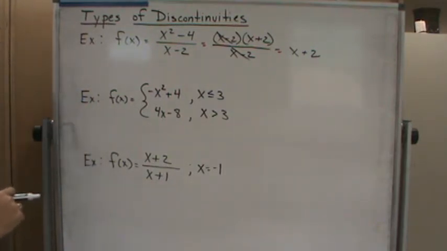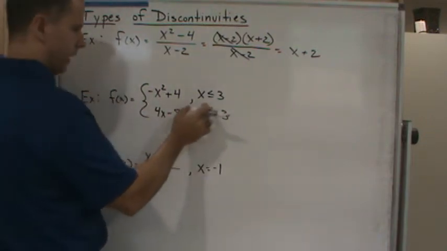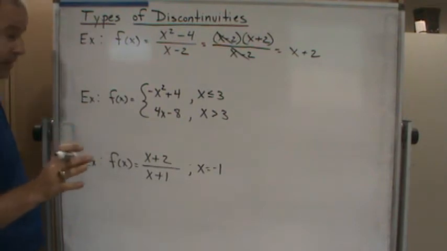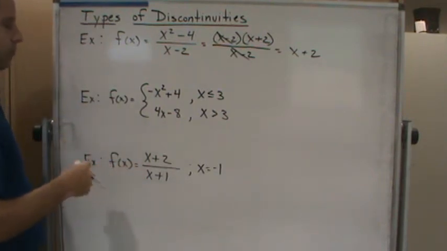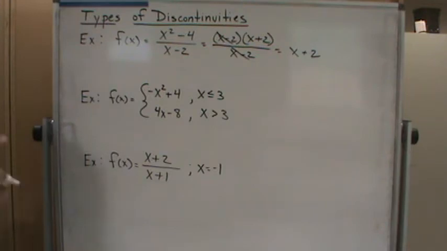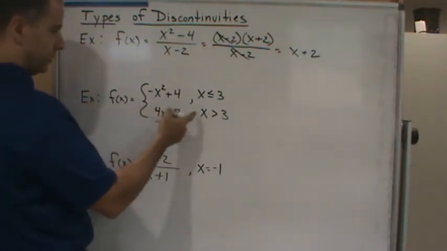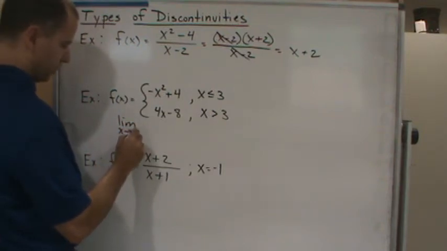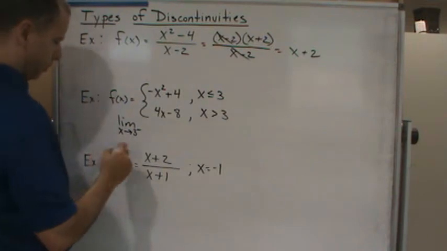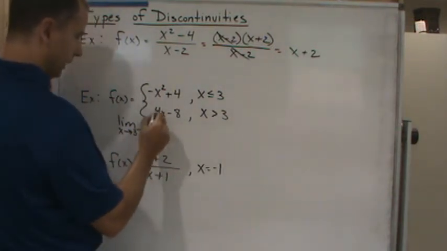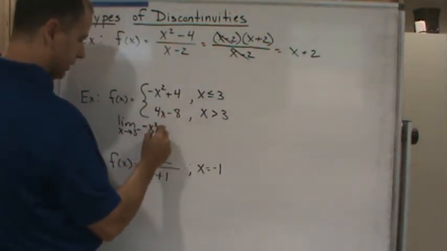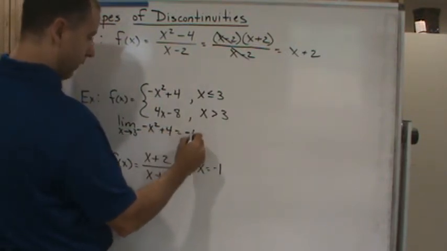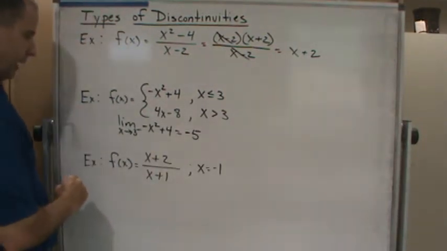Okay, so this type of example, again, we've seen this before. At x equals 3, there is a discontinuity. There's a jump discontinuity. How do we know this? Because both limits from the left and the right exist, right? So at 3, we know the limit as x approaches 3 from the left, or the negative side, is going to be what? It's going to be negative x squared plus 4, which we found is equal to negative 5, right?